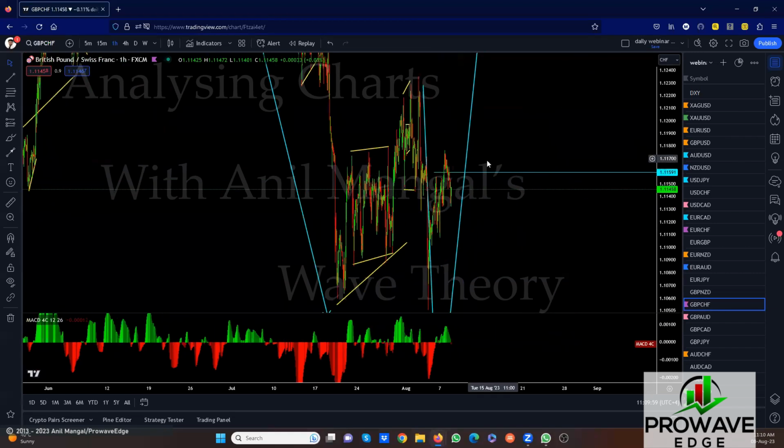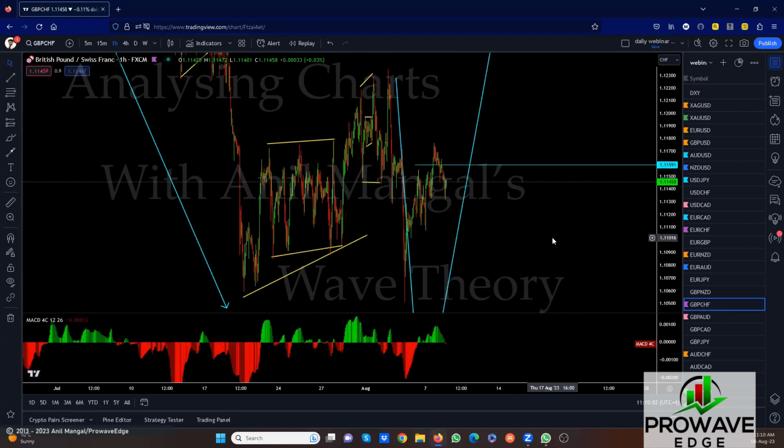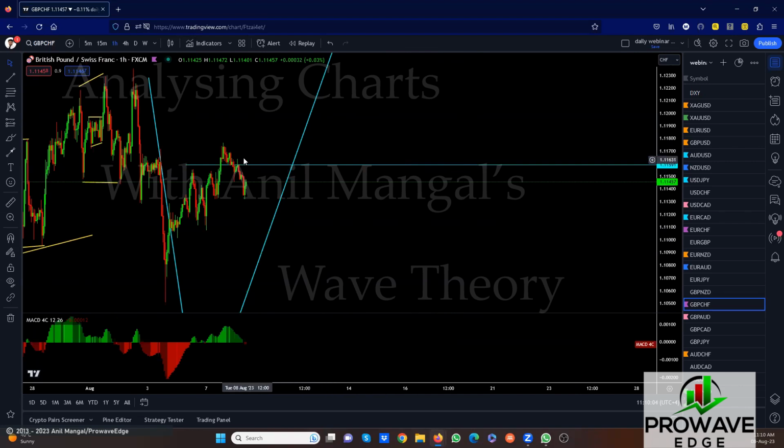Pound Swiss. Yep, we had a buy there, and if you took the buy, by our rule you should have closed it. I think our traders know that. Close it. Take that out. That's a break-even trade.